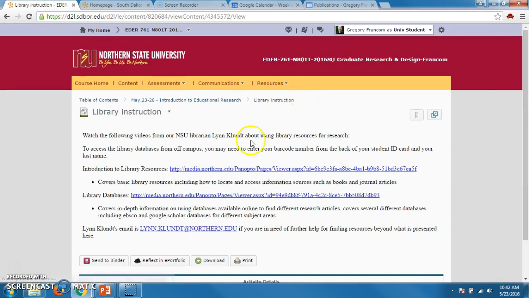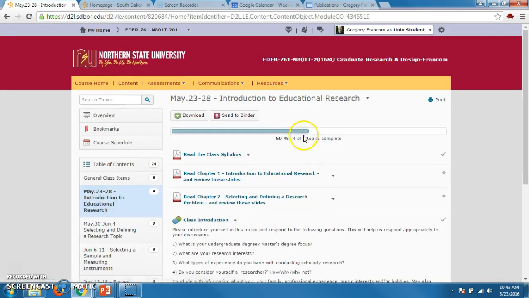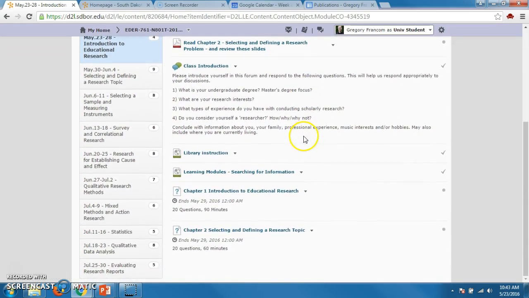You'll look at this library instruction and watch some of these lessons about accessing the student library, the Northern State University Library, which will be vital for you to be able to access those things. If you do have any problems accessing some of the library resources, do contact Lynn. She is available to help you so that you can get into the library and make sure you access those articles that you'll start to read next week for sure.